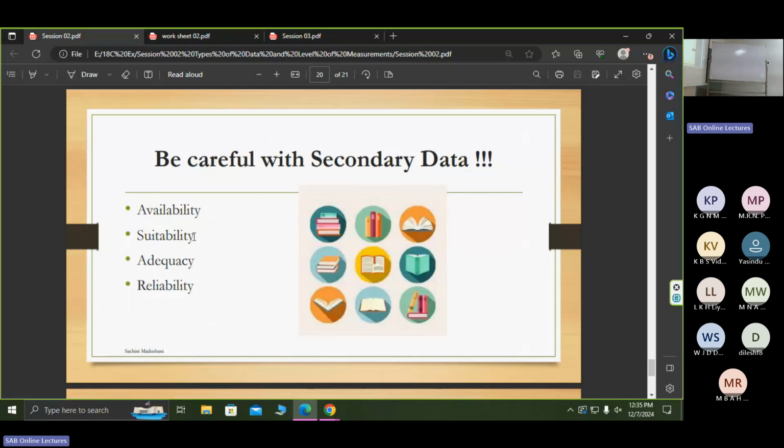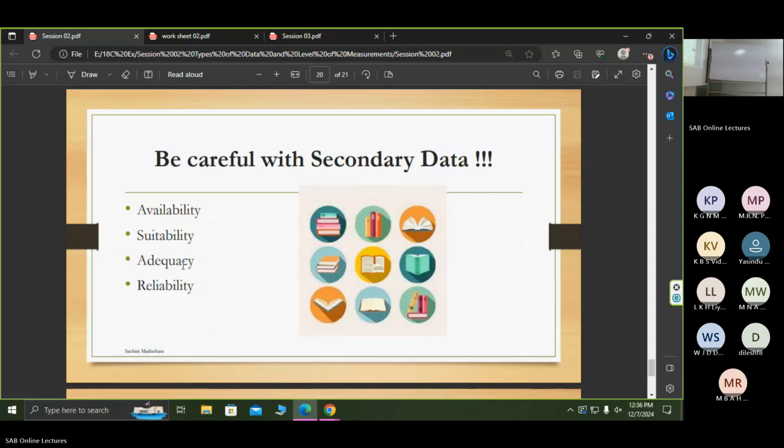Understood? The data is available, but then we check whether this available data is appropriate or suits our study or not. It's clear? Then think, this available data is appropriate to our study. Then move into the third criteria.